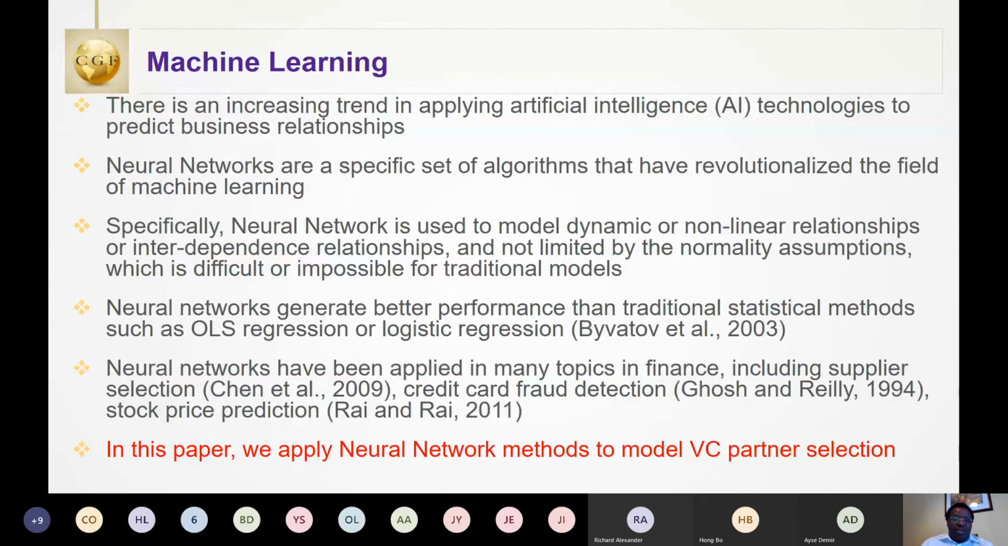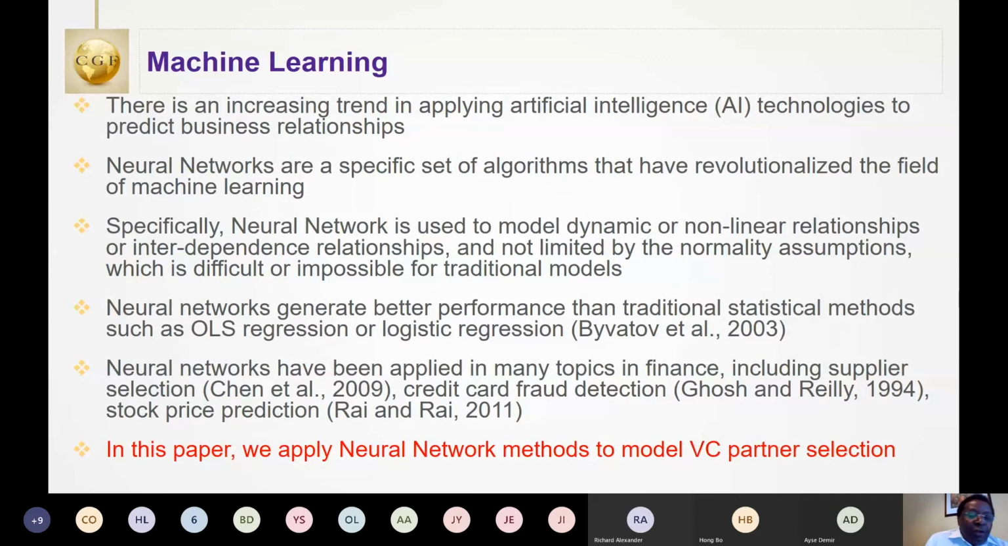The neural networks we use in this paper are a specific set of algorithms that have revolutionized the field of machine learning. Okay, and here the neural network is used to model dynamic or nonlinear relationships of interdependent relationships, and is not limited by any other assumptions, like numerical assumptions, which make it difficult, even impossible, for traditional models.